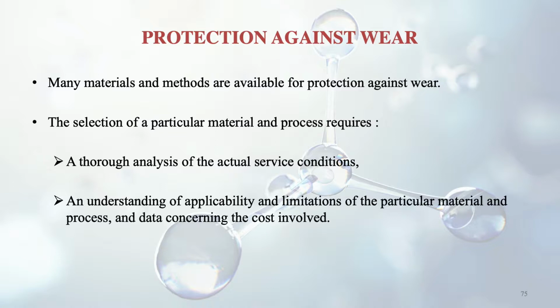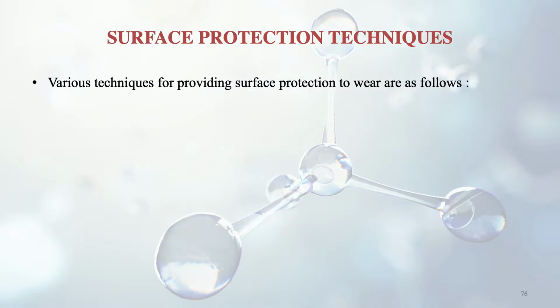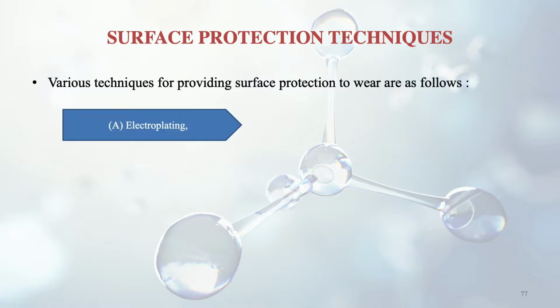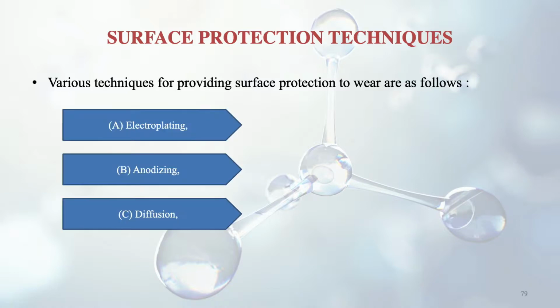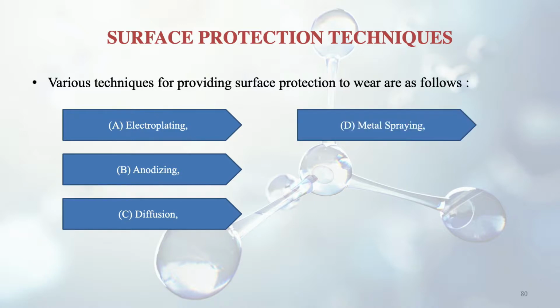So, surface protection techniques. To prevent wear, there are surface protection techniques which we'll see now, and some are listed here. The first one is electroplating, the second is anodizing, third is diffusion, fourth is metal spraying, the fifth one is hard facing, and finally selective heat treatment. All these are surface protection techniques to prevent wear, and we will discuss all of these.